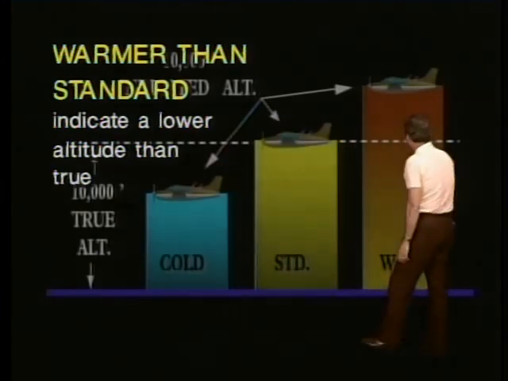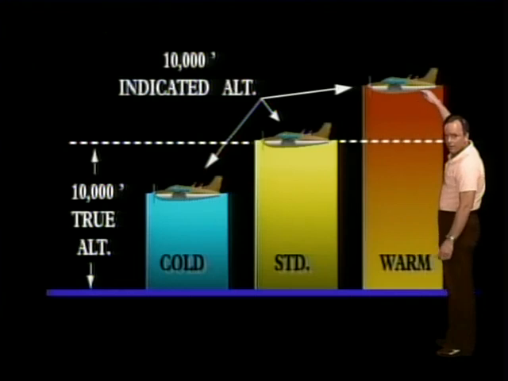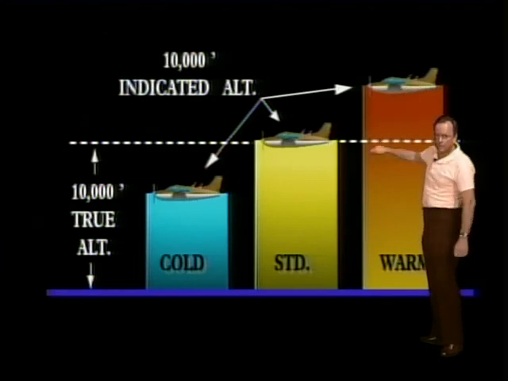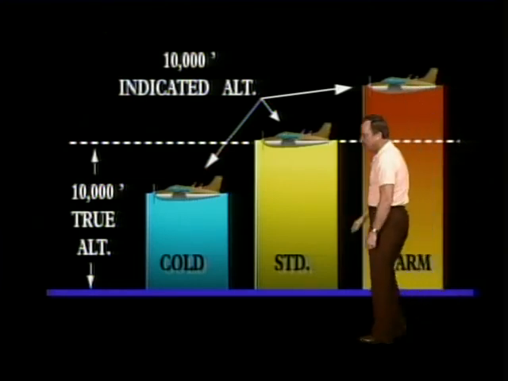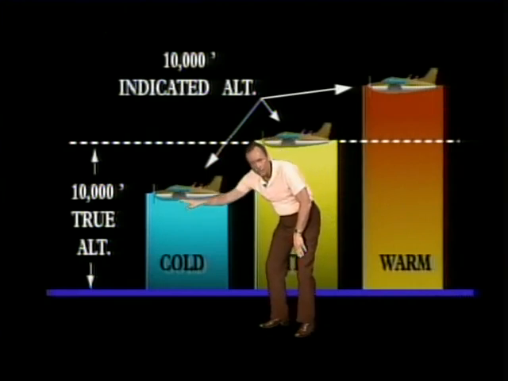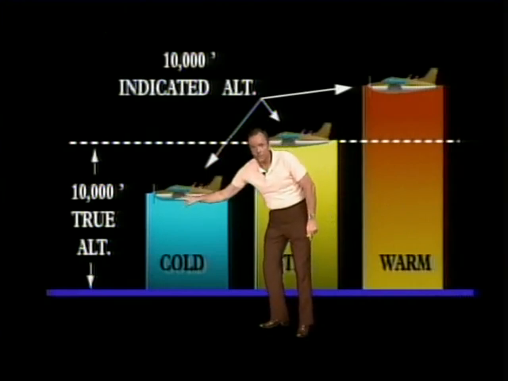Let's take a look at that one more time. The indicated altitude is still 10,000 feet, but the true altitude might be 11 or 12,000. The indicated is lower than the actual true altitude of the aircraft. Okay, once again, if you go to cold temperatures, high to low, look out below. Fly into cold temperatures means the airplane's going to be too low.